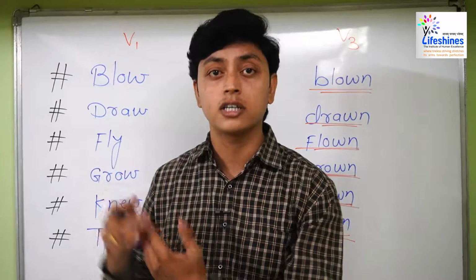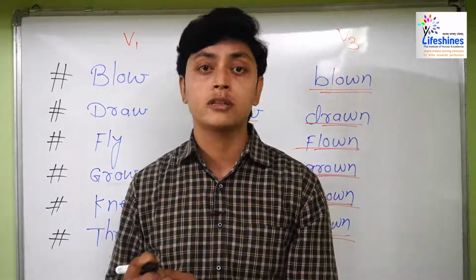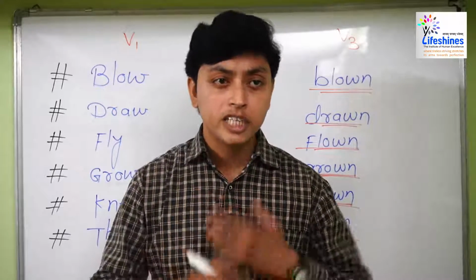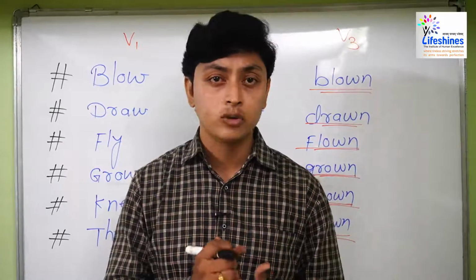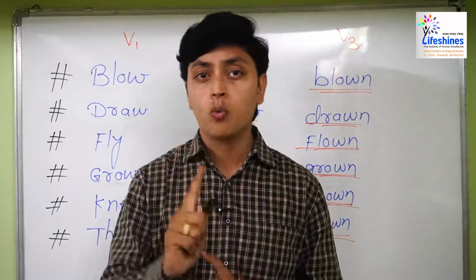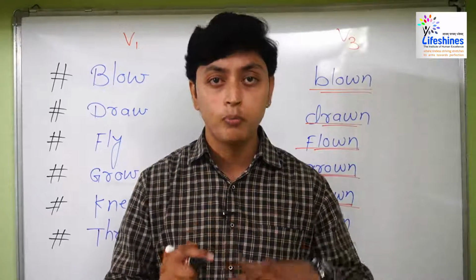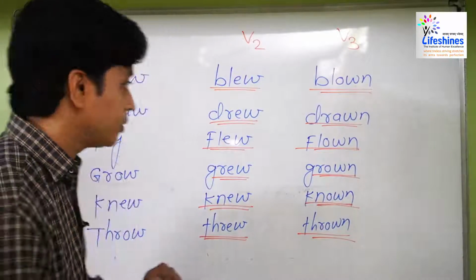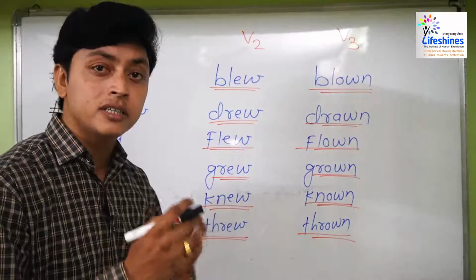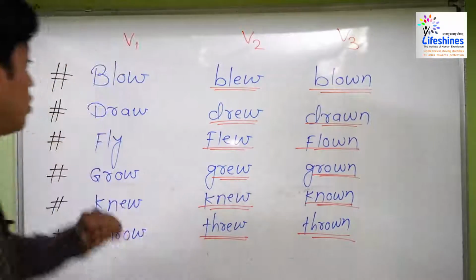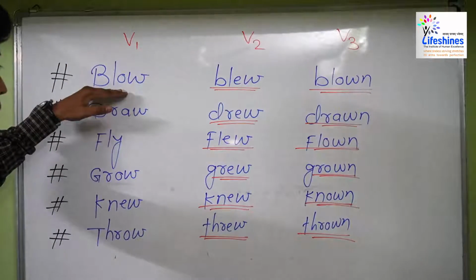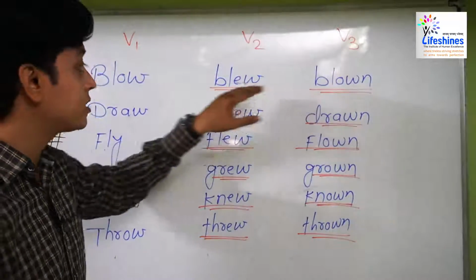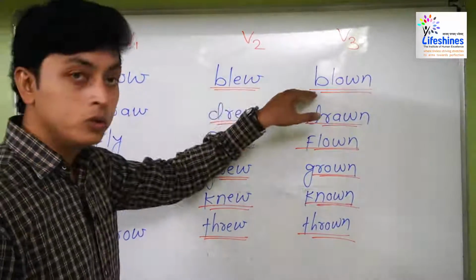So this is the third type of pattern. Here also you can predict the second and third form easily by simply getting to know certain sounds of the second and third form. If you know one, you will be able to know many like this. So look at them, how they some way or the other share the same sounds. Look at the very first verb, that is blow. When it comes to forming the second and third form, look at the sound, that is blow, blew, blown.